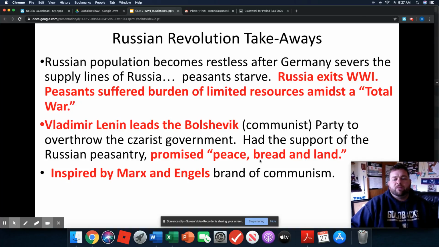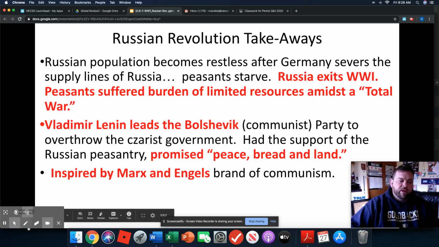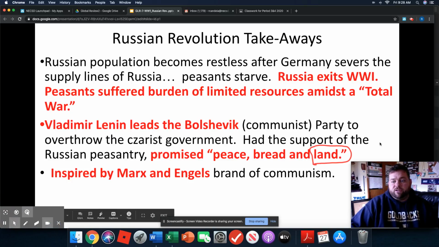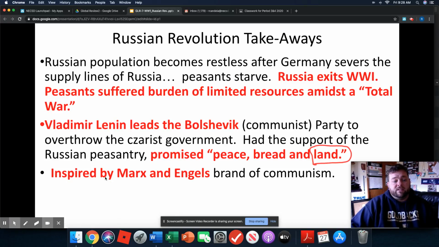So this is communism in and of itself, a redistribution of wealth. That's really what they are emphasizing with this part of it, land. So when they say peace, bread, and land, they're going to give land to peasants, and that's going to, de facto, create a redistribution of wealth. Again, this is inspired by Marx and Engels and their Communist Manifesto that they wrote during the Industrial Revolution.